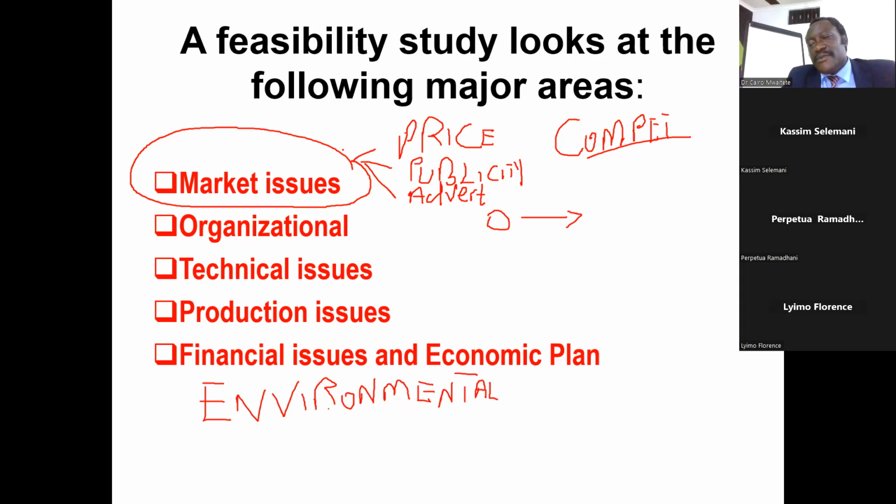Why do you think this product is much more favored by this type of group than the other? You see, all those kinds of things. Is there substitutability of the product? So you will have to analyze that. The organization: you will need to know how this project will be organized and who will organize the project.